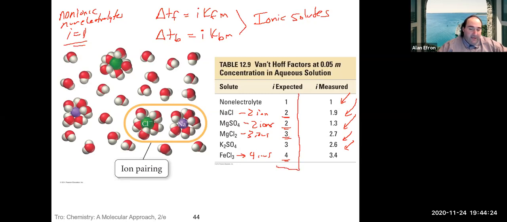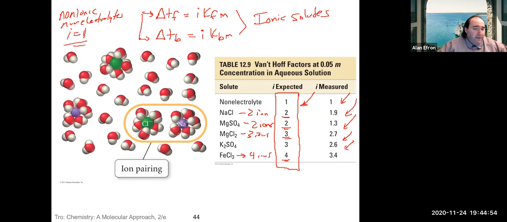But for any type of textbook calculation or calculation in this class or most classes, you pretty much could go by the expected value for i. By the way, you could also insert i into those other equations that we saw for vapor pressure lowering. It just goes in front of the mole fraction and so forth. So you can use it in the vapor pressure one as well. But these are probably the 2 most common ways that you'll see it.